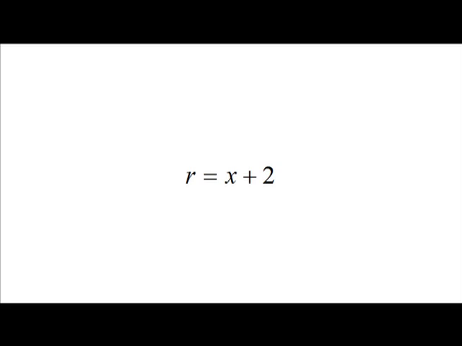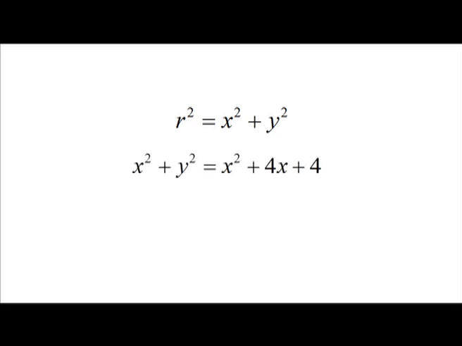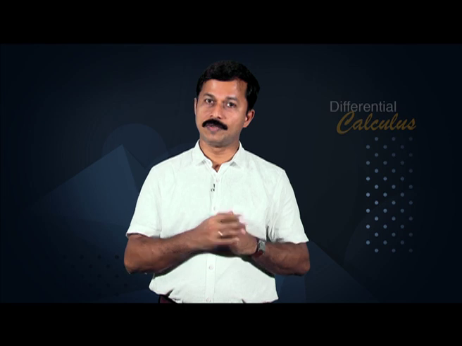Squaring, we get r² = (x + 2)². Since r² = x² + y², the above gives x² + y² = x² + 4x + 4, that is, y² = 4(x + 1). This is the Cartesian equation of the parabola with vertex at (−1, 0) and focus at the origin.